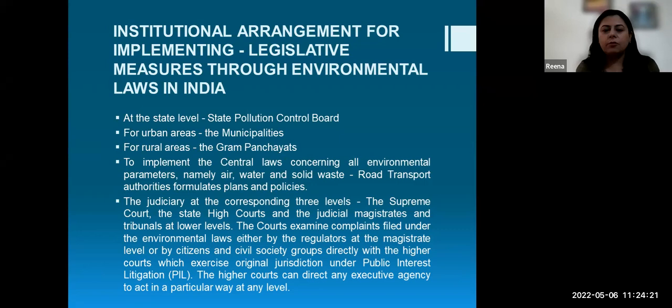To implement the central laws concerning all environmental parameters, namely air, water and solid waste, road transport authorities are responsible for making plans and policies. At the judicial level, there are corresponding levels: the Supreme Court, the state high courts, and the judicial magistrates, and the National Green Tribunal at the lower level.